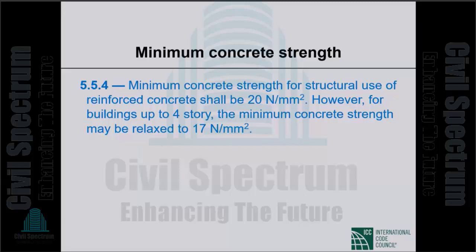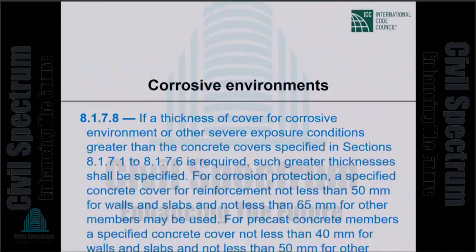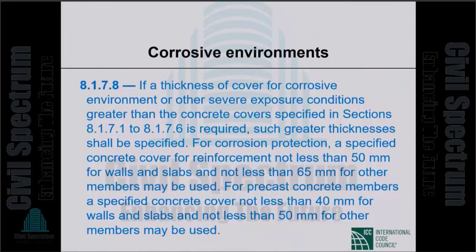However, 20 is about 3000 psi. However, for buildings up to 4th story, the minimum concrete strength may be relaxed to 17 megapascal. 17 would be about 2500 or so. Okay, so those are very minimum concrete strengths. In IBC, it is 2500 psi across the board. We don't go up to the 3000 except in some cases.